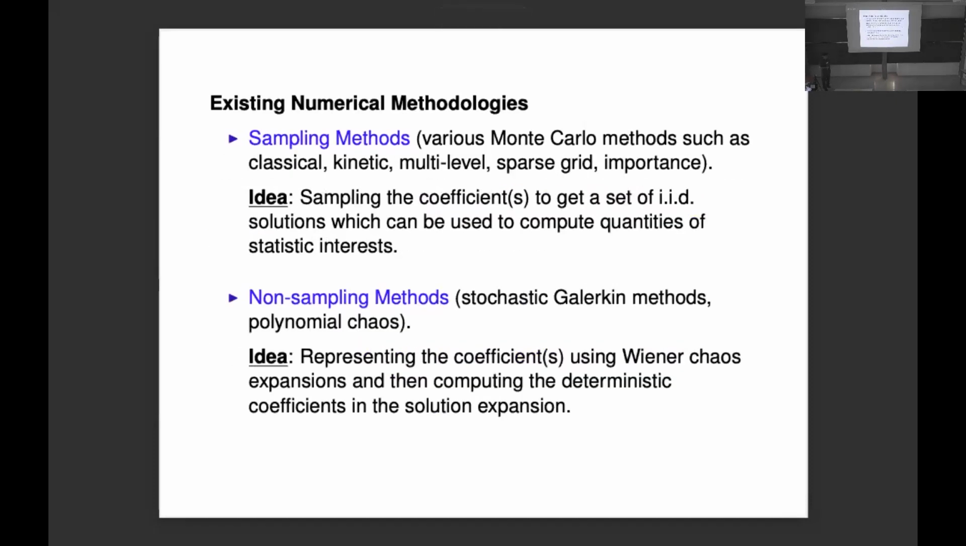So we saw a lot of methods already in this workshop so far. I summarize them in a different way. I call one the sampling method, where you can have all kinds of Monte Carlo type methods. The other one is the non-sampling method, like stochastic Galerkin or polynomial chaos, where you don't do the sampling. Okay, so that is my understanding. So what I'm going to talk about later focuses on the sampling method, and how to make a sampling method more efficient.